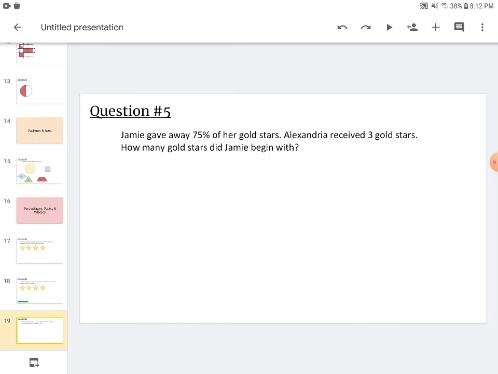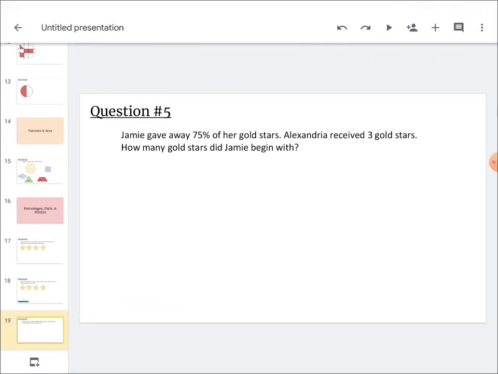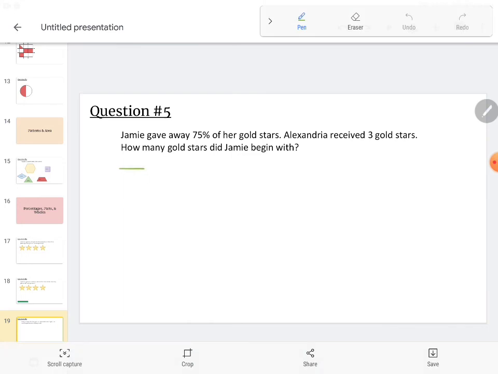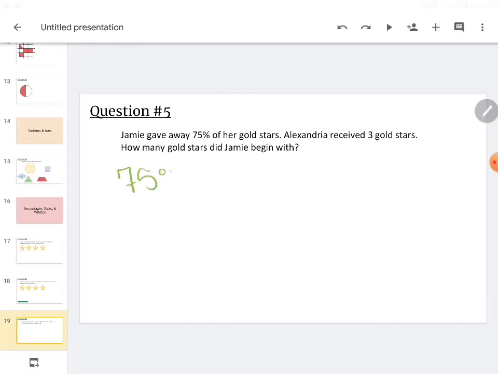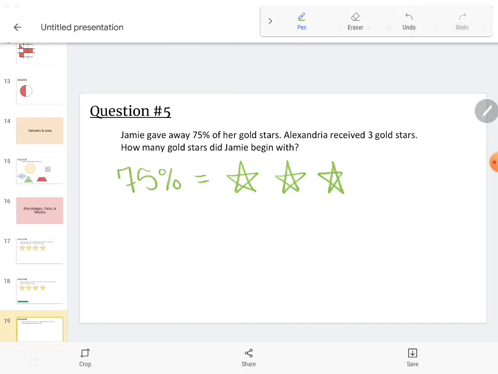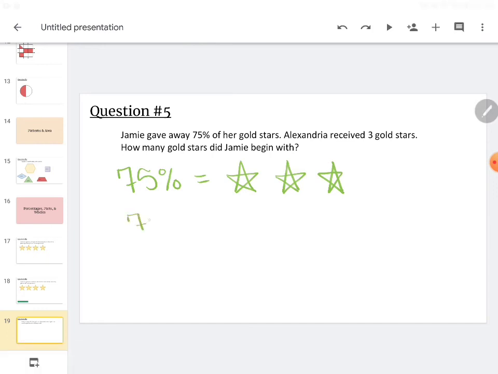Well, if Alexandria has 3 gold stars and Jamie gave away 75%, that must mean 75% of Jamie's gold stars is 3. 1, 2, 3. We know that in order to find out what fraction of Jamie's gold stars were given away, we need to figure out our 75%.